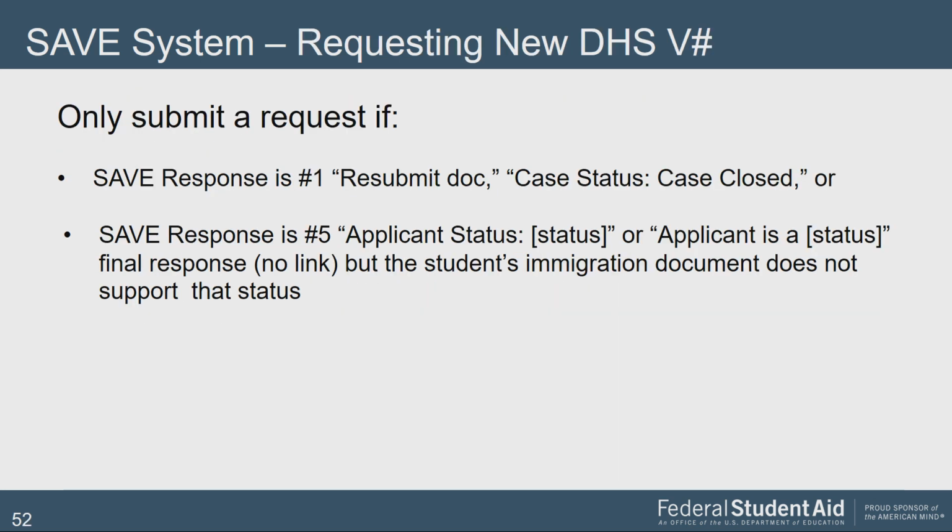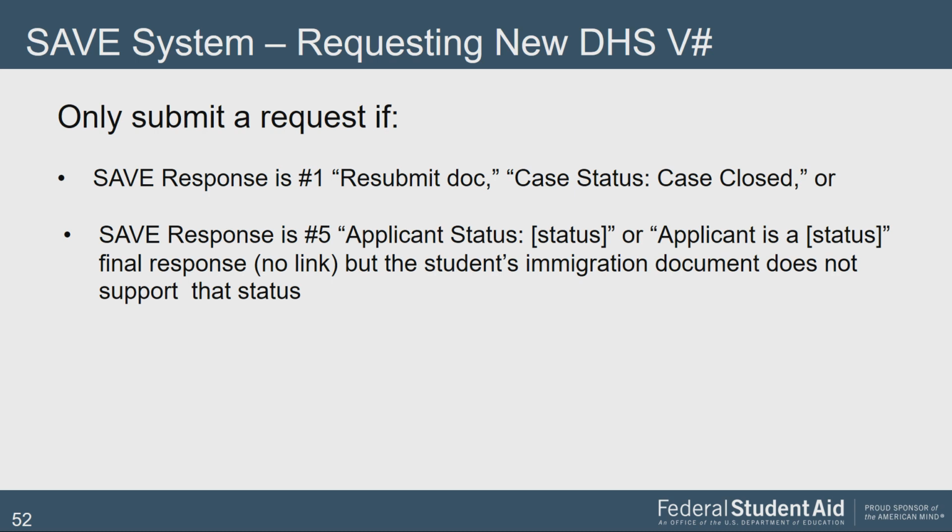Okay, requesting a new DHS verification number. This is another procedure that has changed several times since we implemented SAVE. Submit a request only if you receive SAVE response number 1 or response number 5 and the immigration document doesn't match the SAVE response. Before you request a DHS verification number, carefully check the student's document.